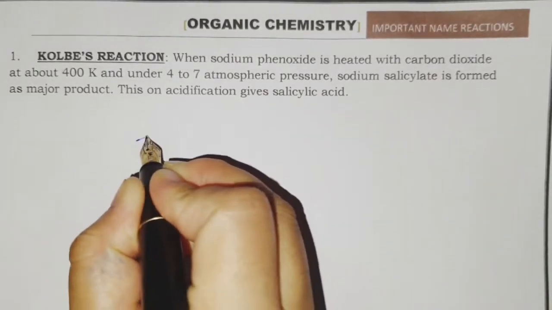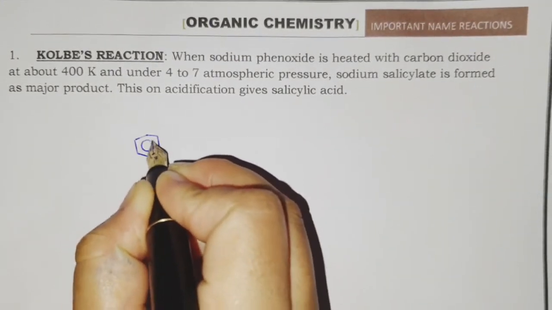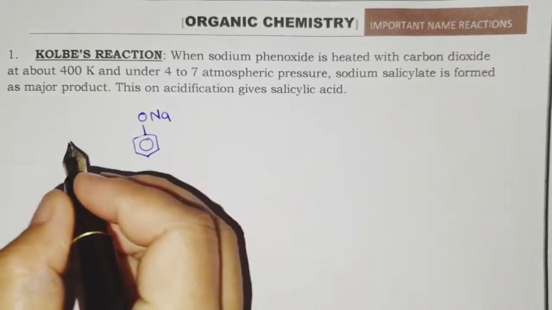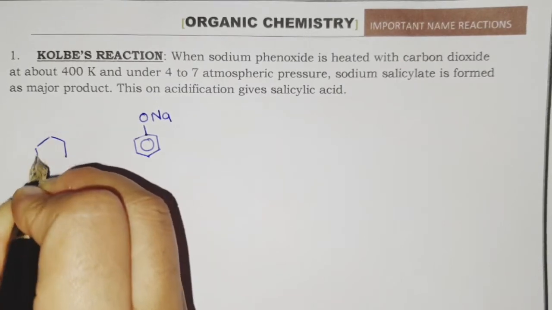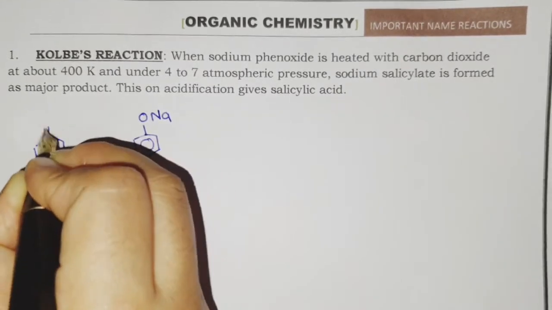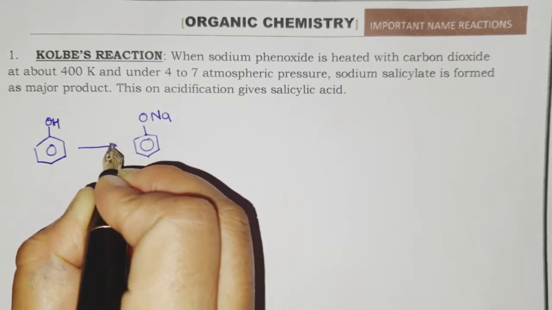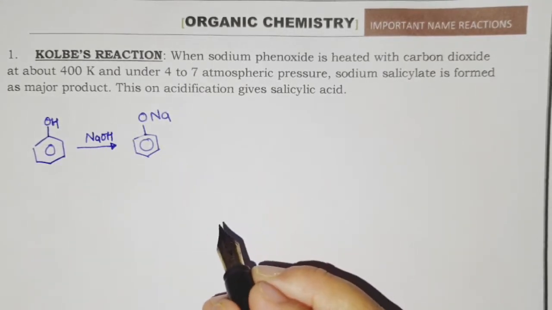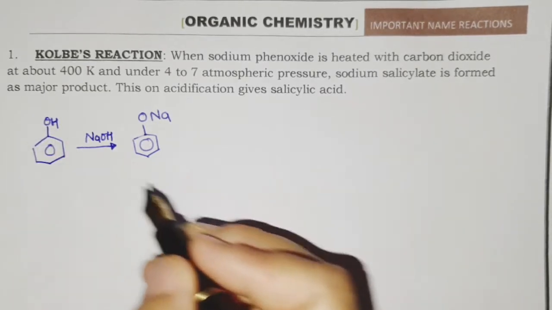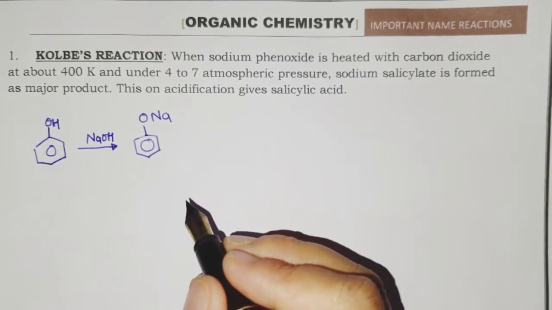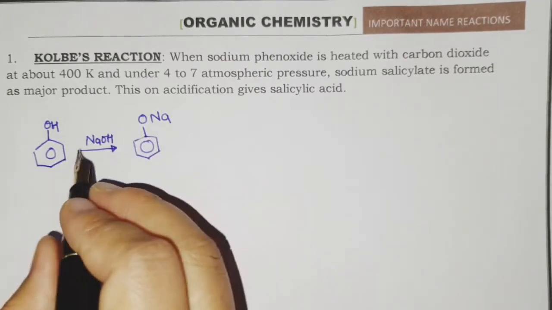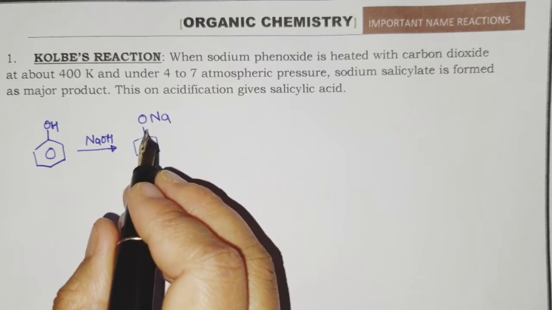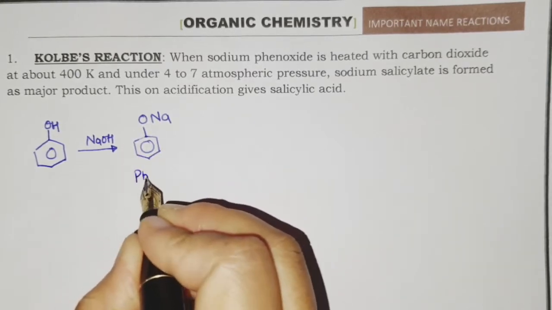So sodium phenoxide, where H gets replaced by O. Now how we are going to get this: whenever phenol is treated with sodium metal or sodium hydroxide, sodium will displace hydrogen. Since phenol is acidic in nature, on treatment with sodium hydroxide it will give a salt, which is sodium phenoxide.